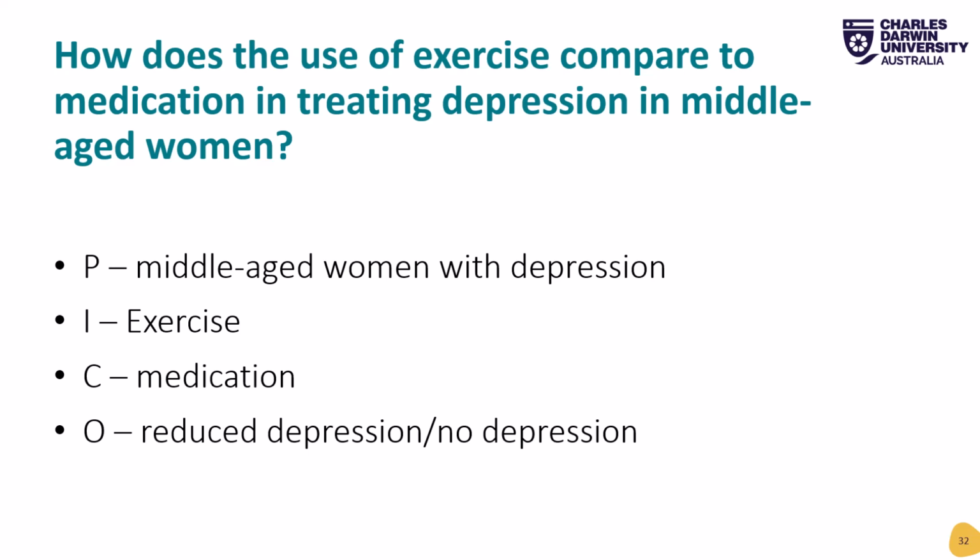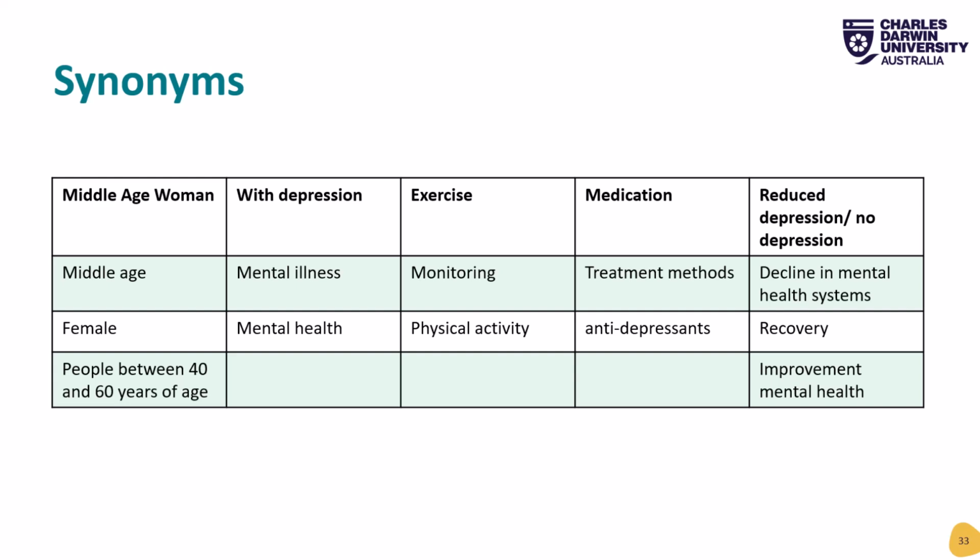We have our PICO question from earlier: middle-aged women with depression, exercise, medication, and reducing depression or no depression. Then we can create our keyword map. For middle-aged women, we could use middle-age or female, or people between the ages of 40 and 60 years of age. With depression, we could also use mental illness or mental health. For exercise, we could use monitoring or physical activity. For medication, we could look at treatment methods or antidepressants or another medication.